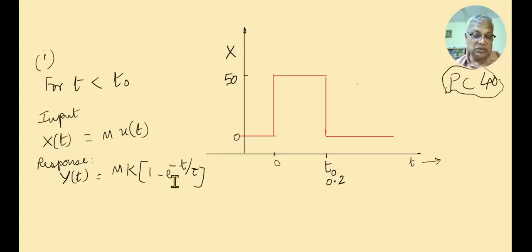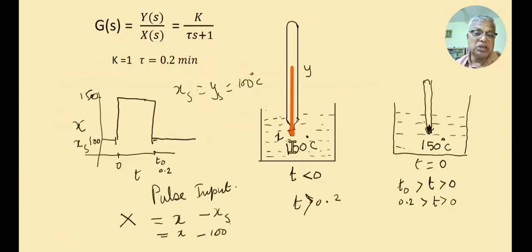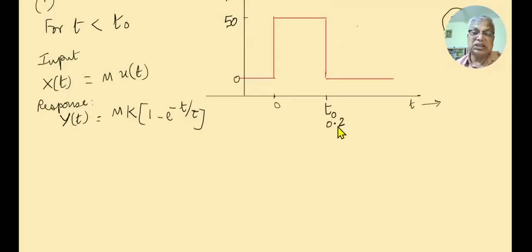The first question is you have to find the value at t equal to 0.2. Sorry, t equal to 0.1. T equal to 0.1 minute, yes. So that is less than this t naught. So you have to use this equation. So this is for t less than t naught.